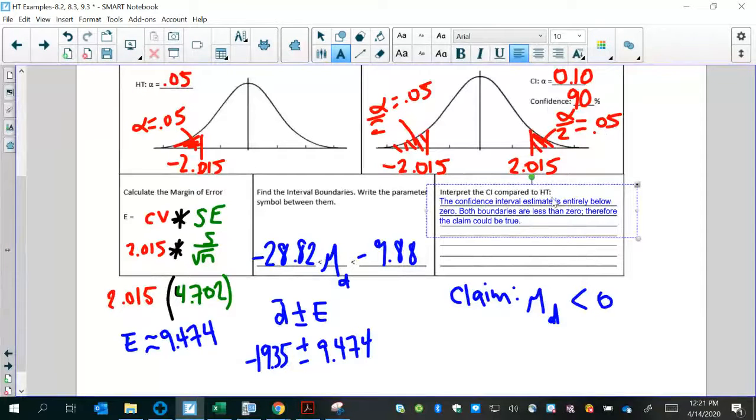Now let's also compare it to what we determined with the hypothesis test. Remember, the hypothesis test, we supported the claim also. So let's write that. The conclusion of the hypothesis test was to support the claim. So the confidence interval and the hypothesis test agree.